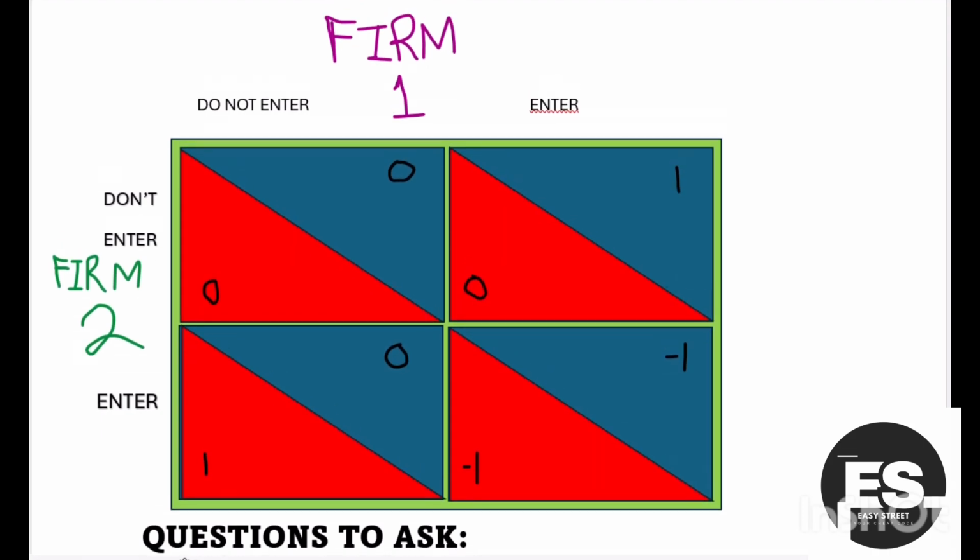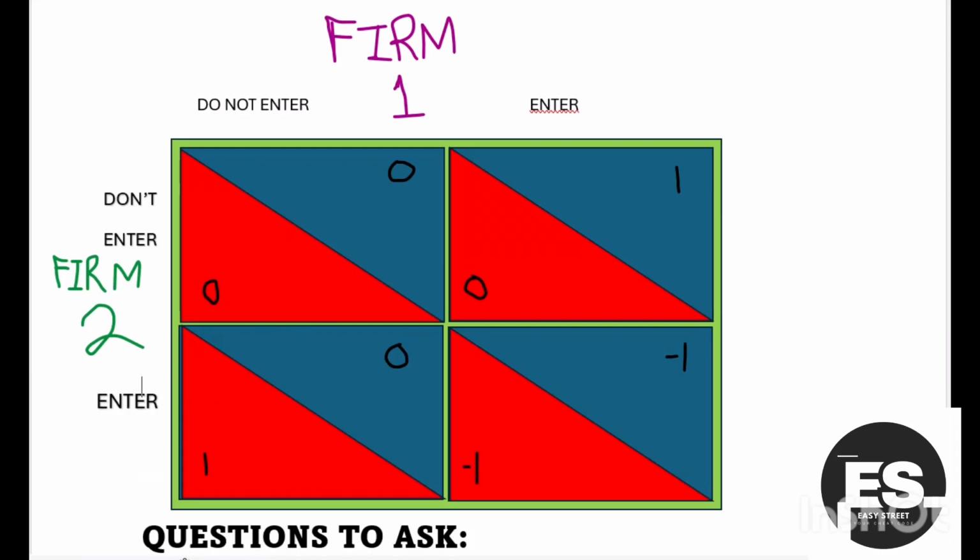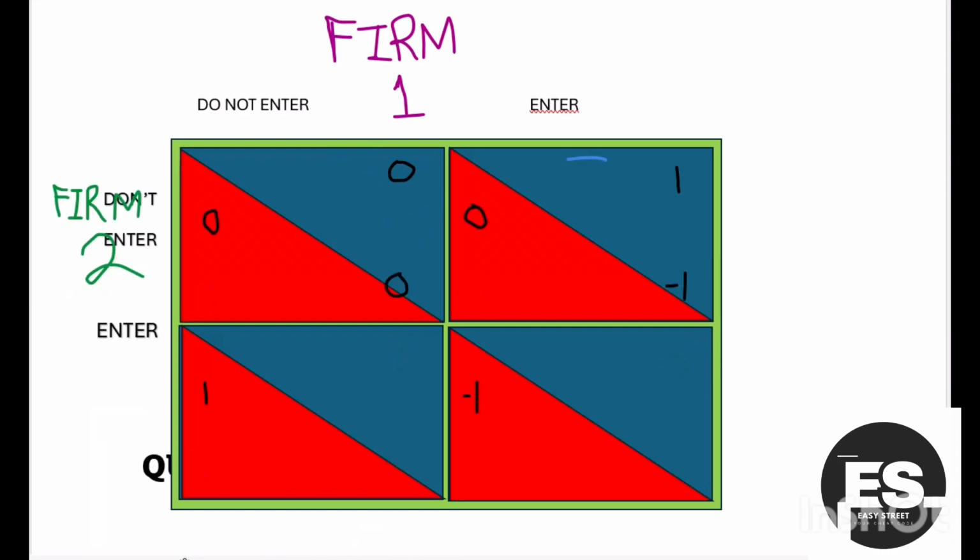So firstly, we have firm 1, which is on the top, and we have firm 2, which is on the left-hand side. Okay, given that we have the values. Now firm 2 is represented by all of the red columns, the bottom, okay? So all of the bottom columns, these red columns, is firm 2, okay? Firm 1 is the top corners, the blue columns, right?